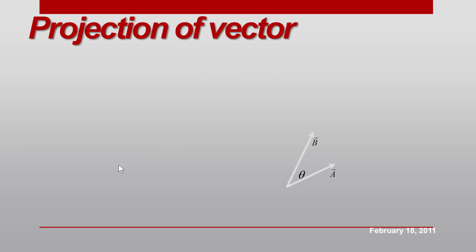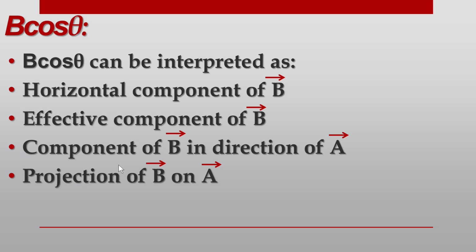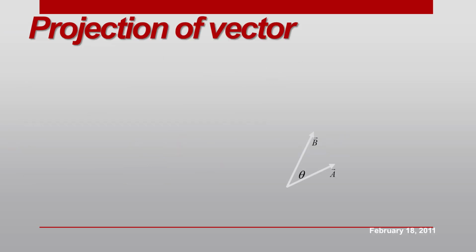Okay, so what is the meaning of the projection of a vector? We have discussed that b cos theta is also called the projection of b on a. So what is the meaning of this projection? Normally we take projection as a shadow.